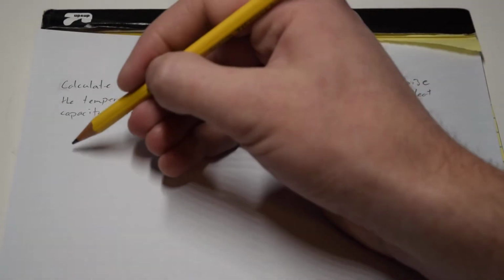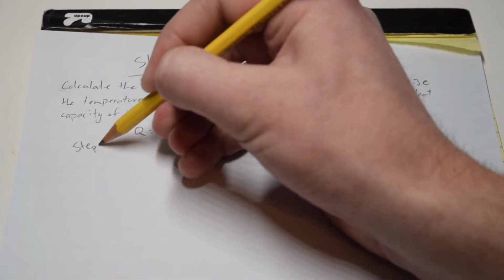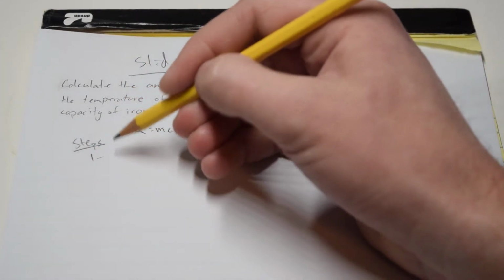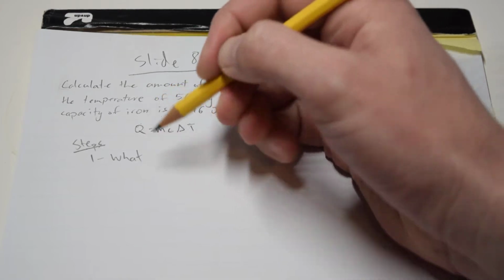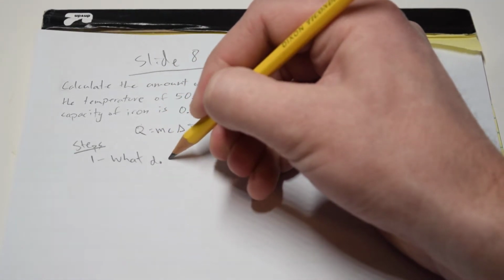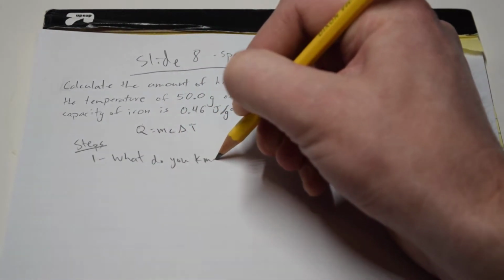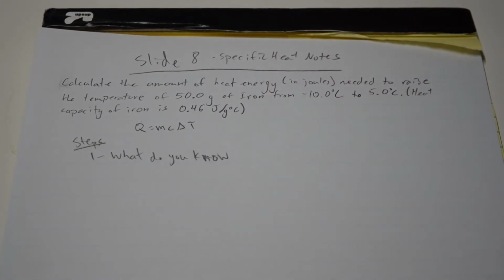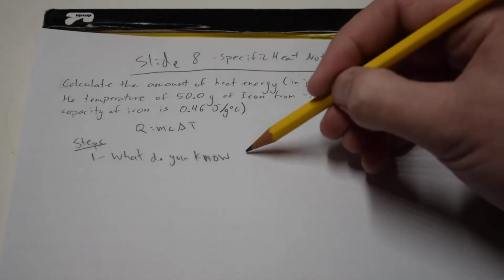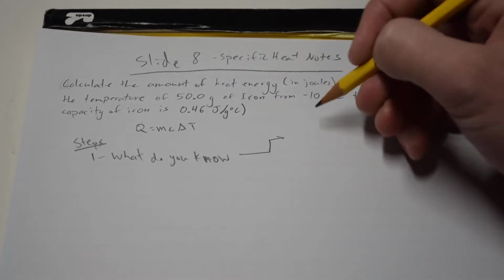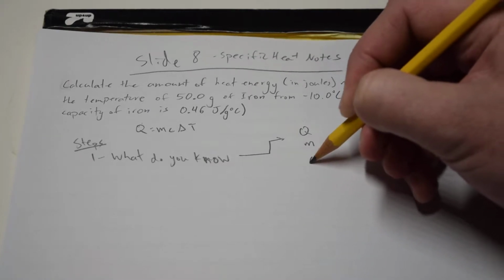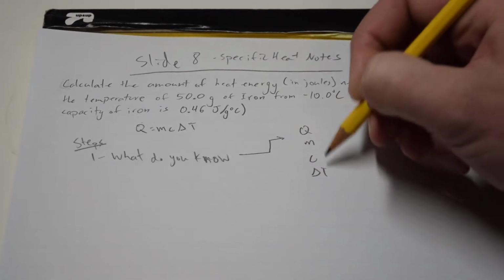So, steps. First step, what do you know? Always start with what you're given. So you read through the question. What do I know? You've got 4 variables: Q, M, C, delta T.